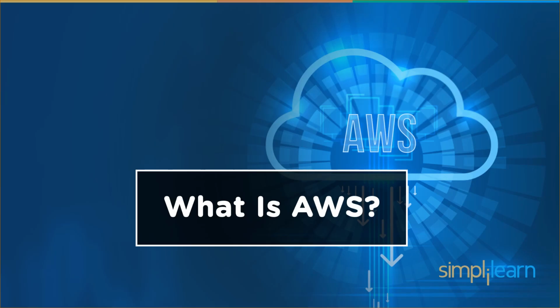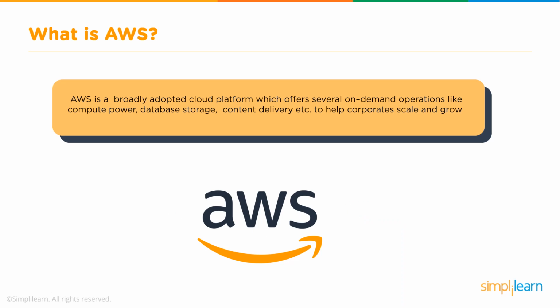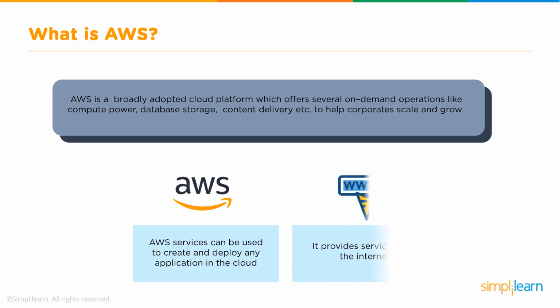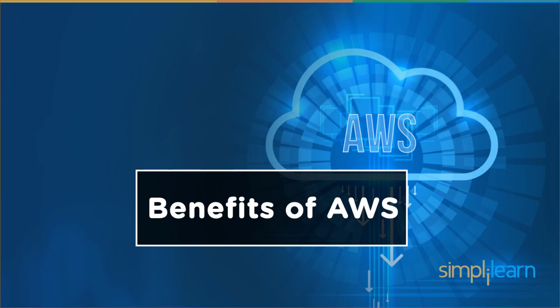Let's look into what is AWS. AWS is a broadly adopted cloud platform which offers several on-demand operations like compute power, database storage, content delivery, etc. And that helps corporates scale and grow. AWS services can be used to create and deploy any application in the cloud. For example, it provides services over the internet just like the World Wide Web, and AWS is the largest cloud platform available that you can use for either creating applications, creating databases, likewise the other features also you can use simultaneously. Now, what are the benefits of AWS?